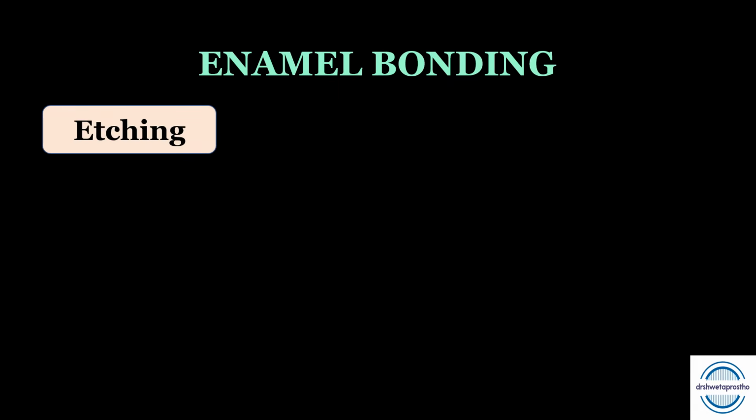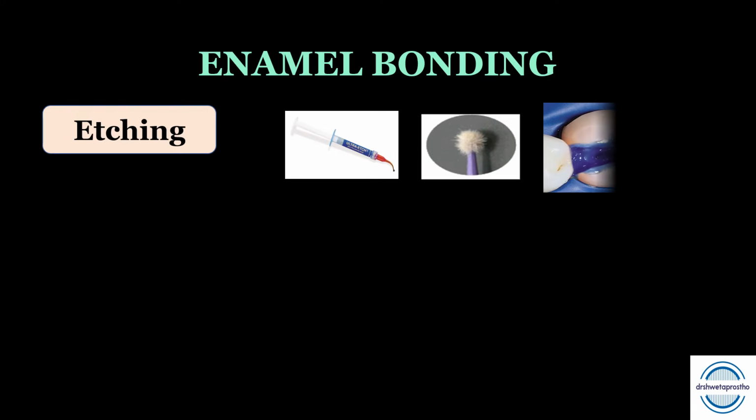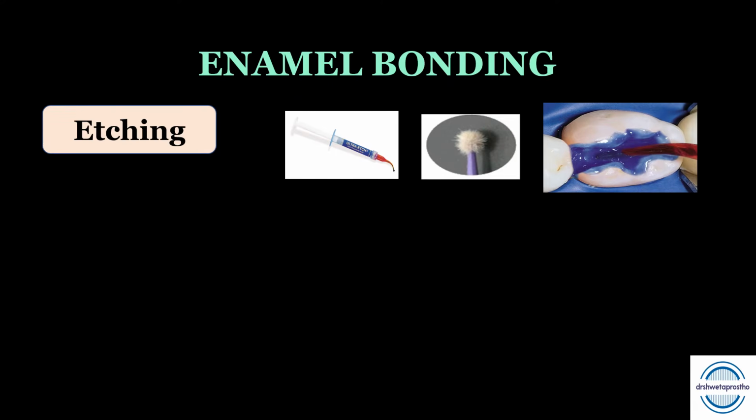Let us discuss the steps of enamel bonding step by step. The first step is etching. As we just discussed, we will apply the etchant in a syringe form. It contains the gel or the applicator. We will apply the etchant on the tooth surface. It will convert the smooth enamel into an irregular surface. Okay, it also increases the surface energy to increase the bonding, as we have just discussed.